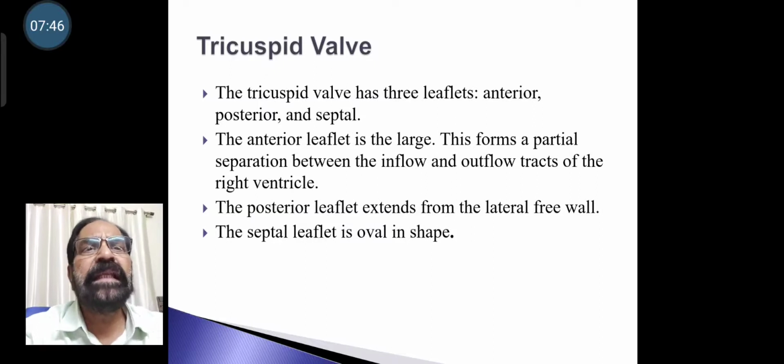Tricuspid valve has 3 leaflets: anterior, posterior and septal. The anterior leaflet is large. This forms a partial separation between the inflow and outflow tracts of the right ventricle. The posterior leaflet extends from the lateral free wall, and the septal leaflet is oval in shape.